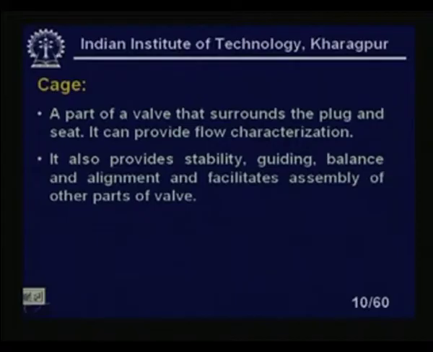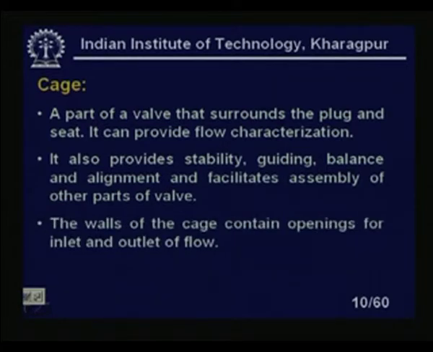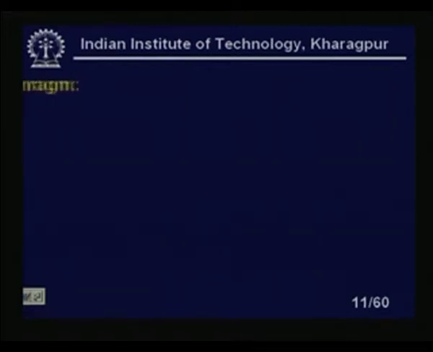The fluid comes in through the inlet path, and it goes out through the outlet path. So, it can provide the flow characterizations, whatever type of characterization you want, that can be determined by this one. It also provides stability, guiding, balance and alignment, and facilitates assembly of the other parts of the valve. The walls of the cage contain openings for inlet and outlet of the valve flow. We have shown this one. Through one the fluid is coming in, and through the other it is going out.